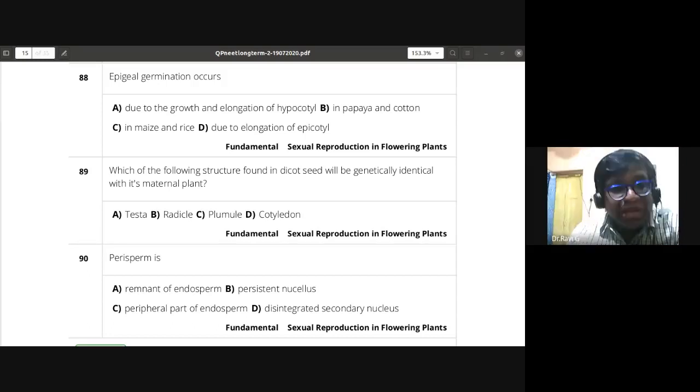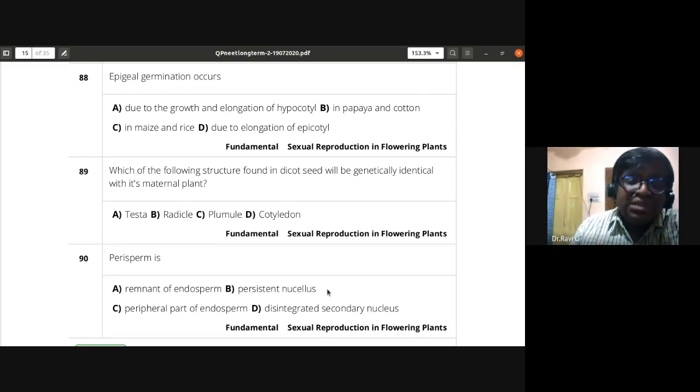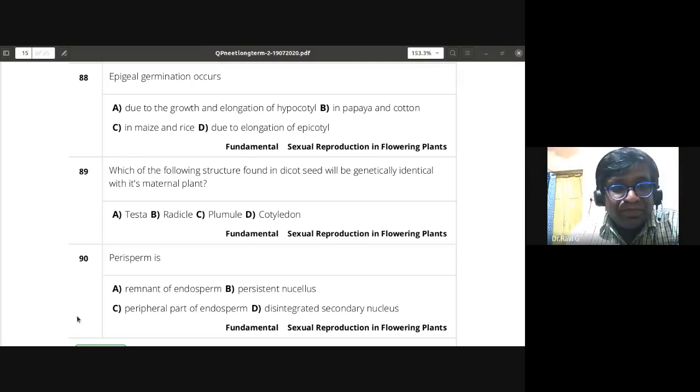90th, perisperm is what? It is the remnant of, so this question will be: remnant of endosperm, persistent nucellus, peripheral part of endosperm, disintegrated secondary nucleus. The answer is persistent nucellus. Perisperm is the persistent nucellus. Okay, so that is the answer that you have to remember.